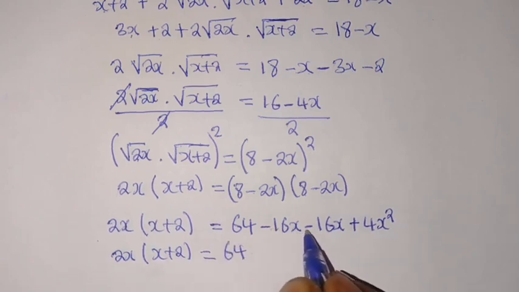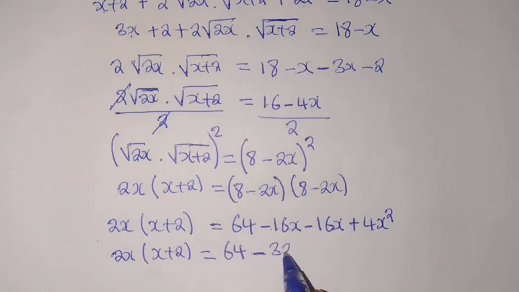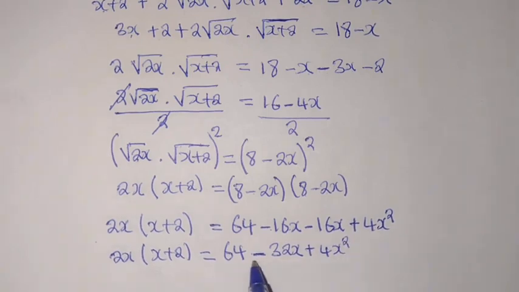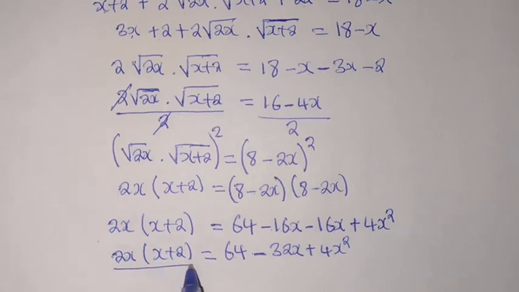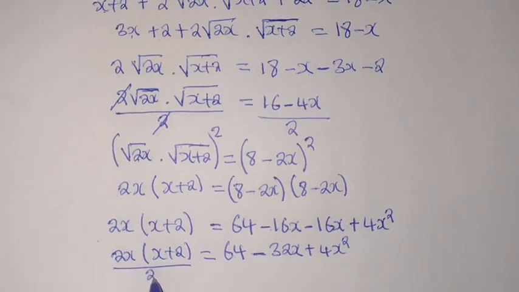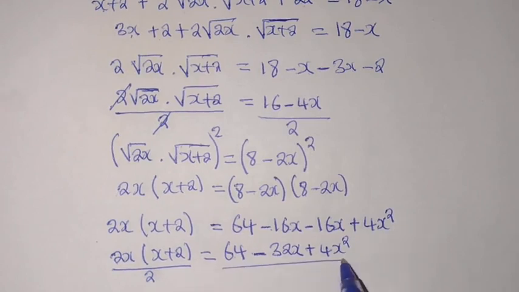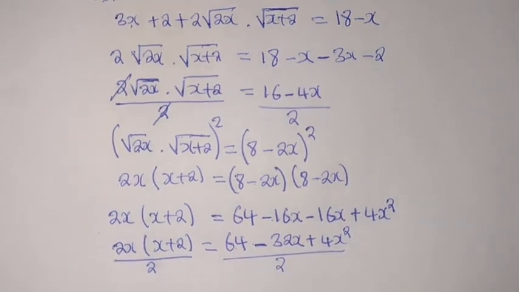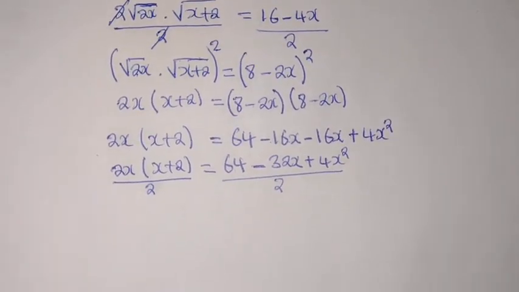So we can simplify: 2x, open bracket, x plus 2 is equal to 64. Negative 16x minus 16x, these are like terms. You can simplify, we'll get negative 32x, then plus 4x squared. You can see here we have 64, 32, 4. These numbers are even numbers and they are divisible by 2. So we have a 2 right here. You can try to divide with a 2. Even this side we divide with a 2, so that we just reduce the numbers.